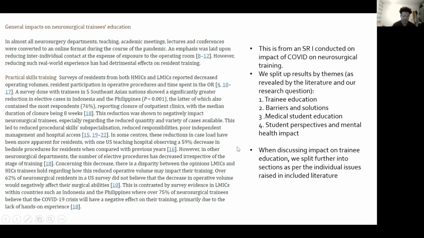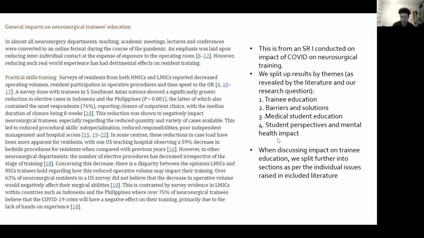So we wanted to cover neurosurgery training for trainees, like residents, and also for medical students. That's why we took all the literature available and split up the results as per the themes. The first theme was trainee education, the second was barriers and solutions, the third was medical students' education, and the last was their perspectives on the change in education and how it impacted their mental health.